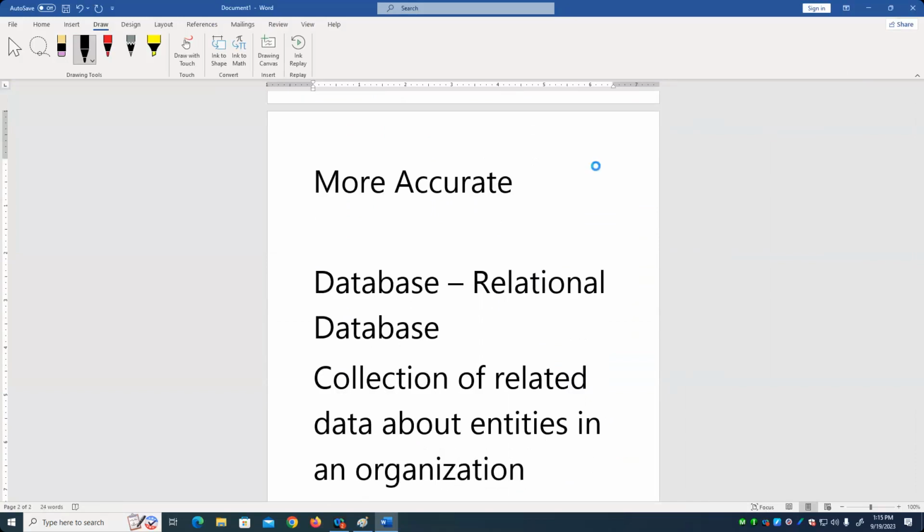So there's two words in this definition that I want to focus on: entities and related data, because those are very, very important. And that's where we get the true understanding of databases. What is an entity? If we talk about an organization, what is an entity? Well, an entity is largely a noun: person, place, or thing.